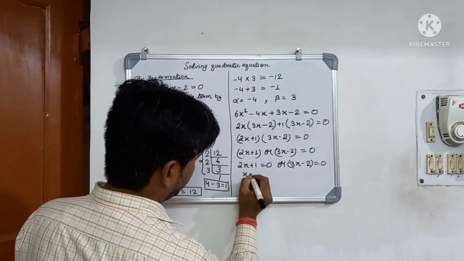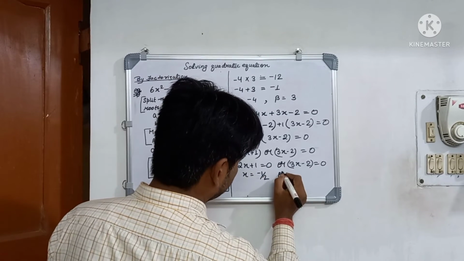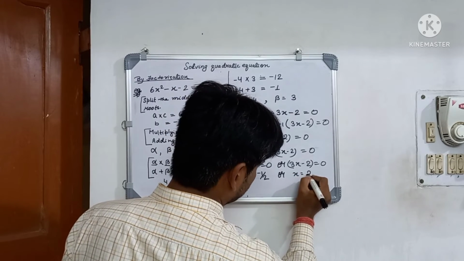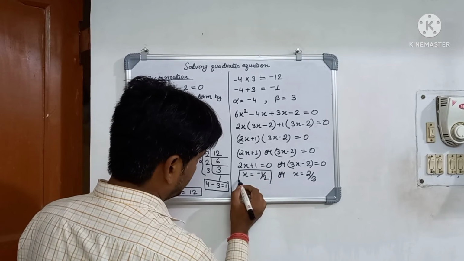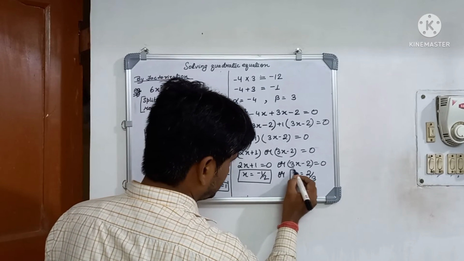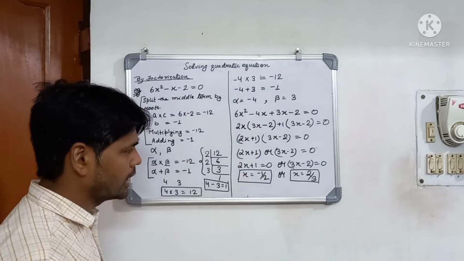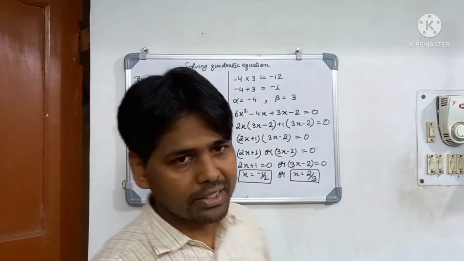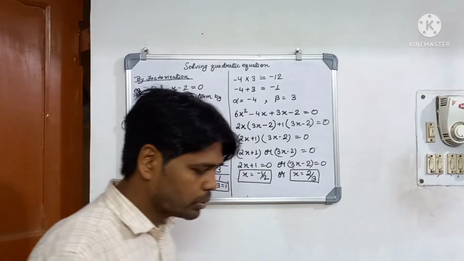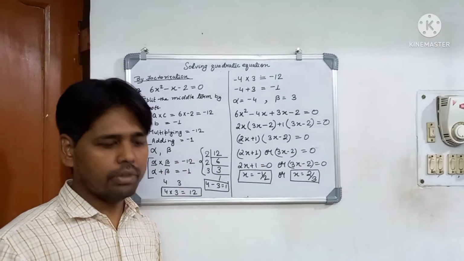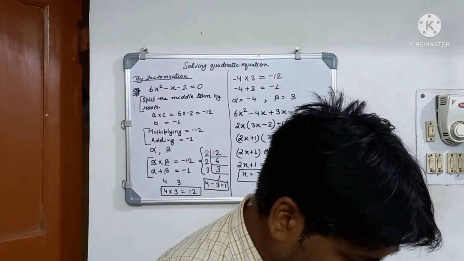From here we can say that x is equal to minus 1 upon 2 or x will be equal to 2 upon 3. So here we have obtained the values of x. When these values of x are put into this equation, correspondingly the equation itself will get equated to 0. Fine. So moving on to the next example, a different type of example.